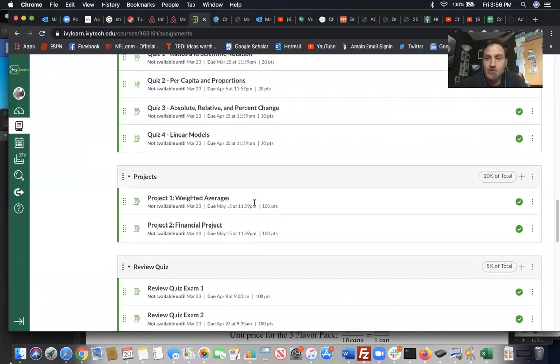Projects we'll talk about as we go. These are very important to me. They're a big part of the course in terms of the value and importance of what we're doing. And the weighted average project especially is very important for you to know how you're doing in the course and how you're going to do as we get to that last week. So we'll talk about that.